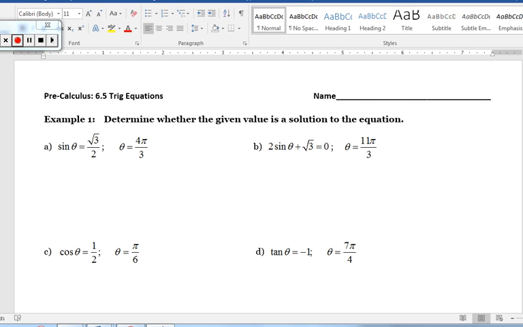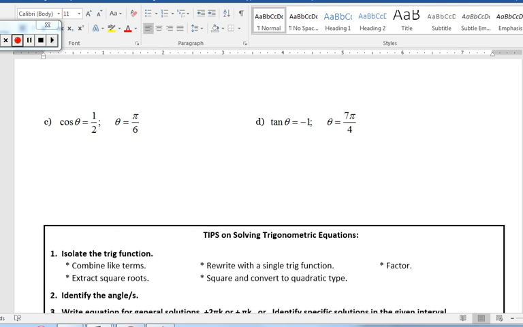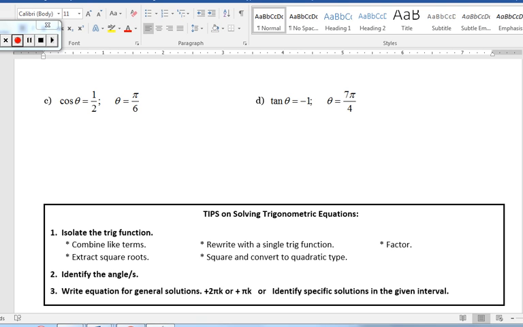Okay, so let's take a look at our next two problems. At pi over 6, we're sitting over here. Your coordinate would be square root of 3 over 2, 1/2. I want to know, is the cosine of theta equal to 1/2? The answer here is no. It would be square root of 3 over 2.